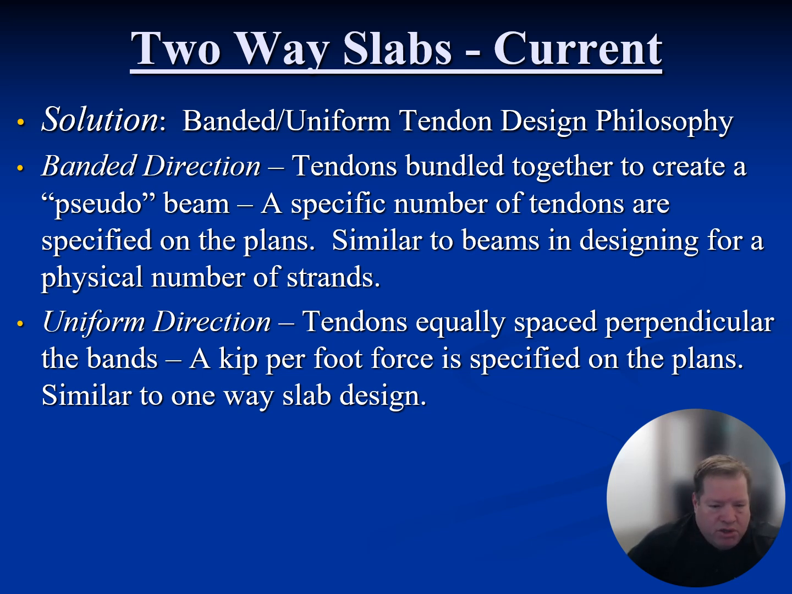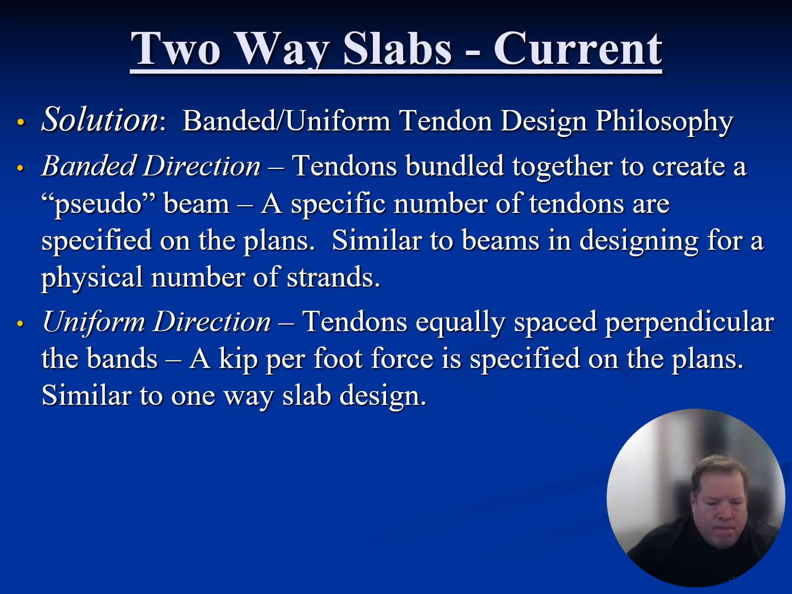The other difference between the two is that while in the band direction we call out a specific number of tendons, 15, 20 strands, in the uniform direction we typically call out about a kips per foot. So the supplier can either do 1 strand at 18 inches on center, 2 strands at 36, whatever works best for their system and for economy of construction and speed.